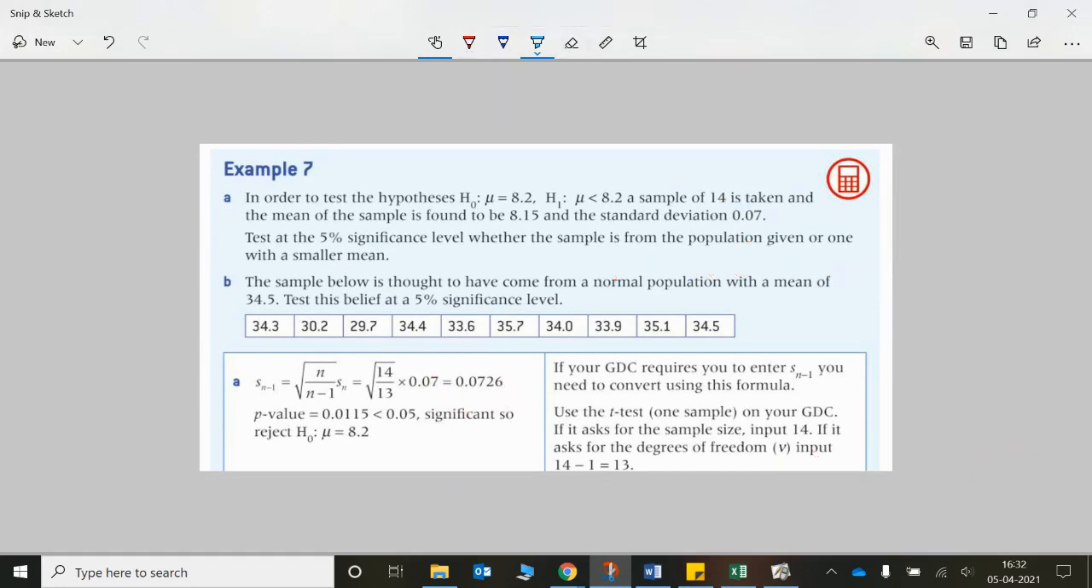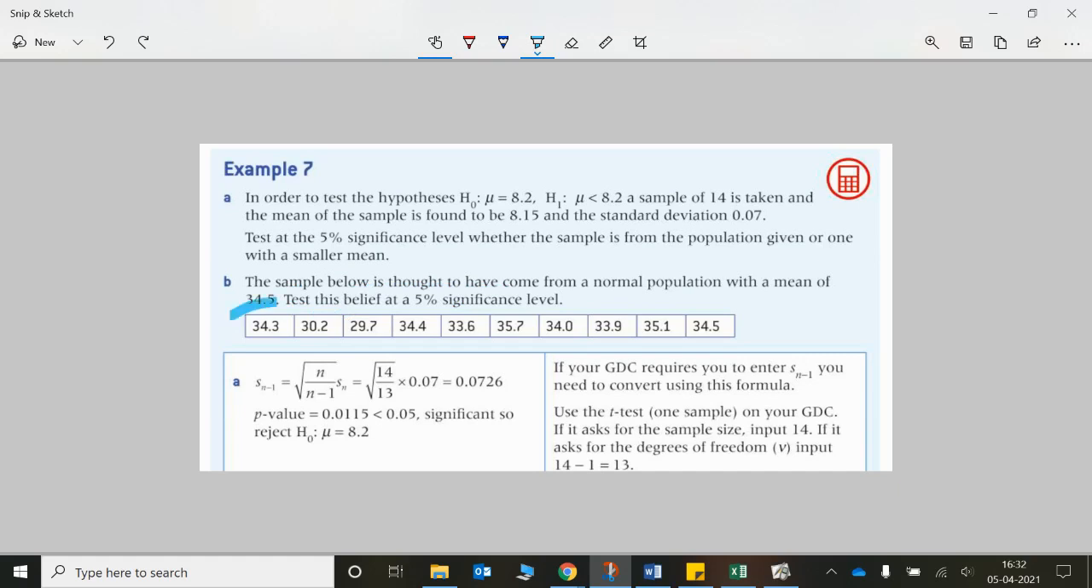So again, let's have a look at this one. It says the sample below is thought to have come from a normal population, with a mean of 34.5. Test this belief at the 5% significance level. They should have said that for the first part as well.